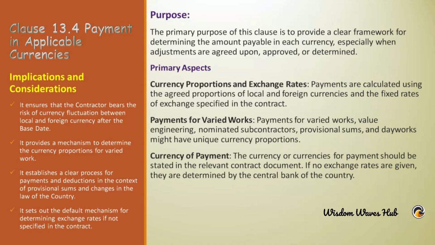Payments for varied works, value engineering, nominated subcontractors, provisional sums, and day works might have unique currency proportions. This clause establishes a clear process for payments and deductions in the context of provisional sums and changes in the law of the country. This clause sets out the default mechanism for determining exchange rates if not specified in the contract. The currency or currencies for payment should be stated in the relevant contract document. If no exchange rates are given, they are determined by the central bank of the country.